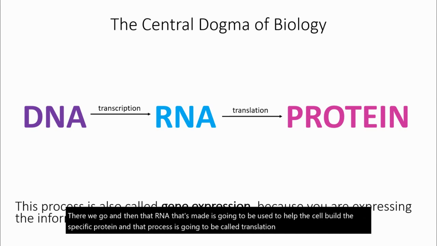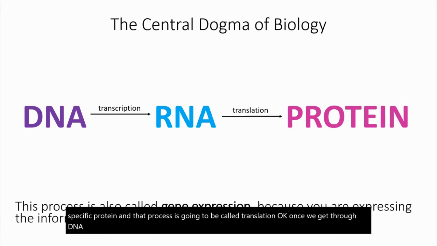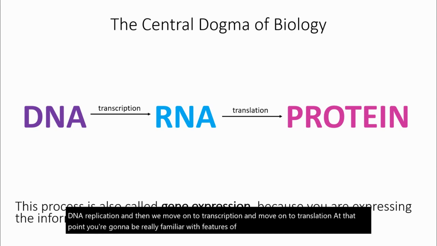And then that RNA that's made is going to be used to help the cell build the specific protein. That process is going to be called translation. Now, once we get through DNA replication, and then we move on to transcription and translation, at that point you're going to be really familiar with features of DNA, features of RNA, and features of proteins.